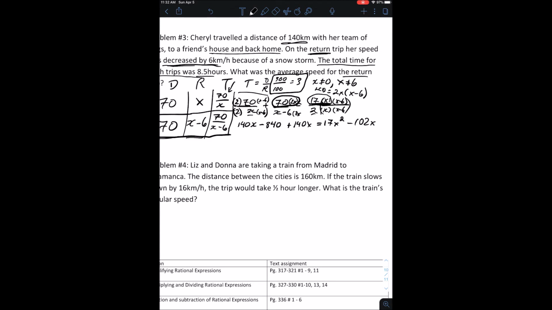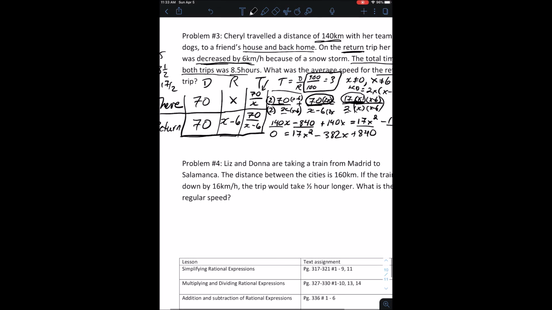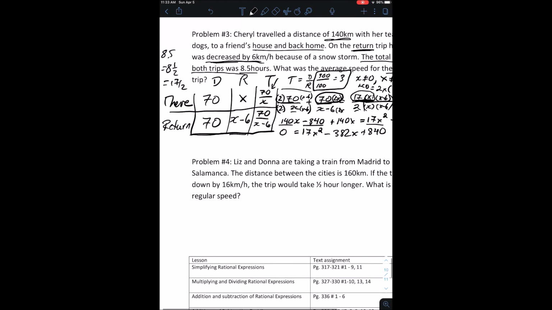And now I have a quadratic, and it's not really a pretty one, but I'm going to move everything over to the right side. I like this to be positive, so I'm going to go 0 is 17x squared. And then I have to move these 140s over and combine them with this negative 102. That gives me negative 382x. And add 840, the constant, and that equals 0. And now I'm not really going to be able to factor this off the top of my head, so I'm probably going to use the quadratic formula to help me out.